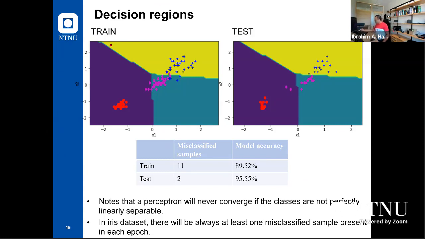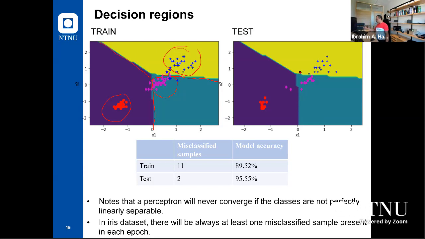So we have the decision line. We have this one class for the blue, this one for the green, this one for the magenta. We have here some error. The misclassified samples in the training are 11, and the accuracy is 89%. And for the testing, the accuracy looks better. So maybe you need to shuffle the data more, several times, before dividing it.